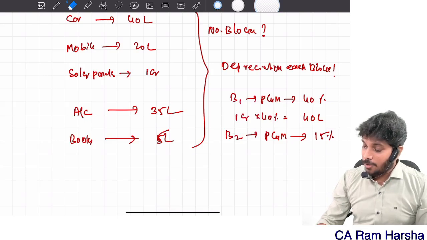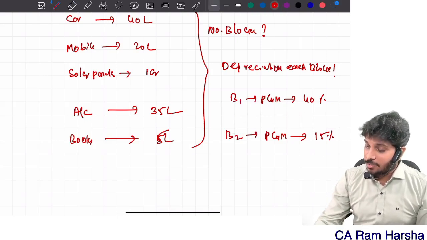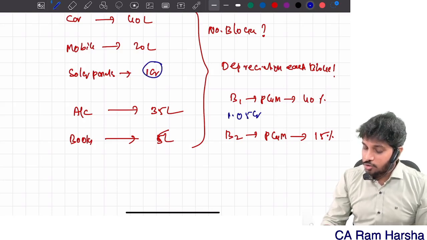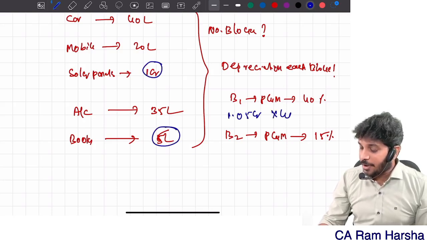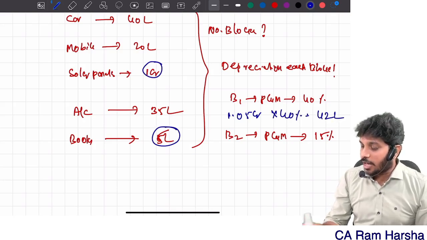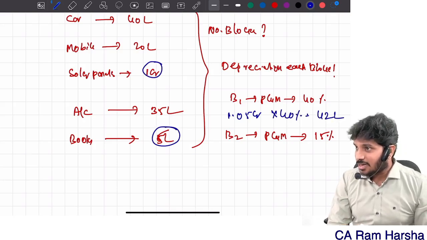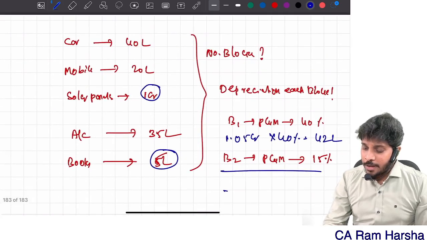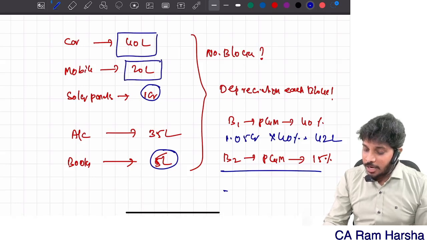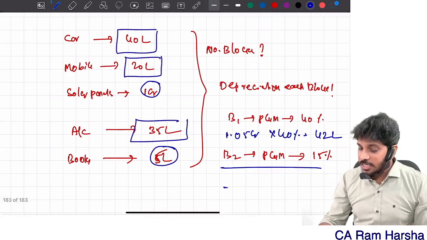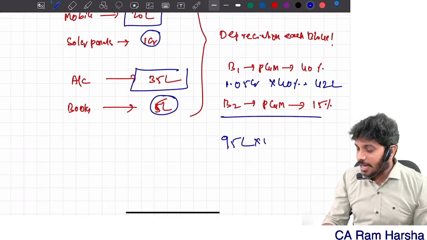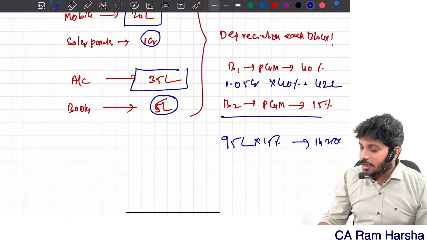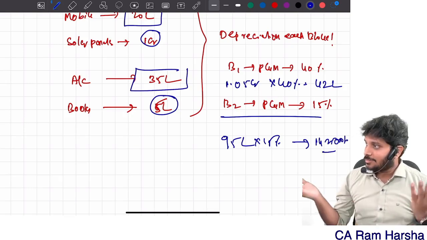So here actually how many were there? Books were also there, 1.05 crore, correct? 1 crore solar panels and books multiplied by 40% is equal to 42 lakh. Correct? Depreciation is 42. But what about block number 2? Car 40 lakh, mobile 20 lakh, AC 35, 60 plus 35, 95 lakh into 15% is equal to 14 lakh 25,000. That's it. How simple it is.